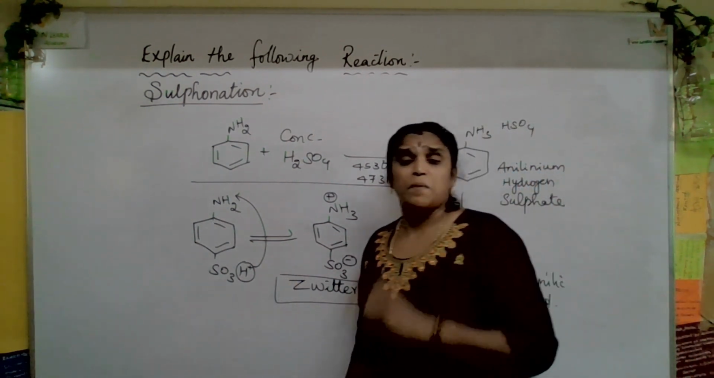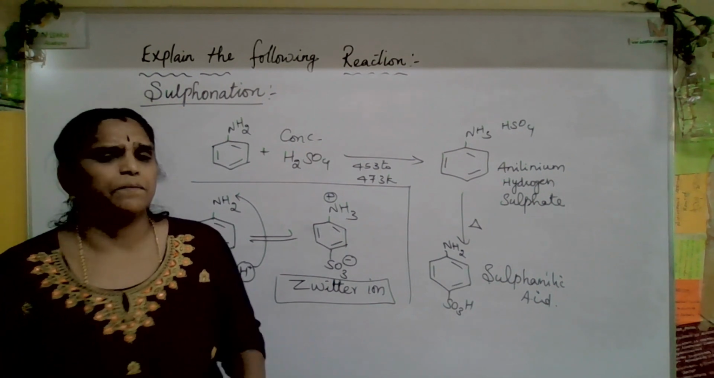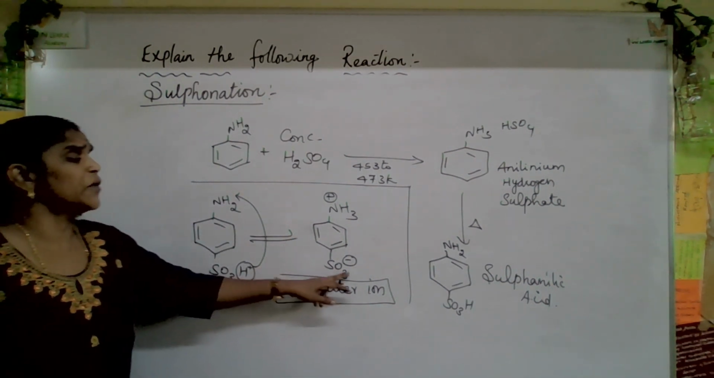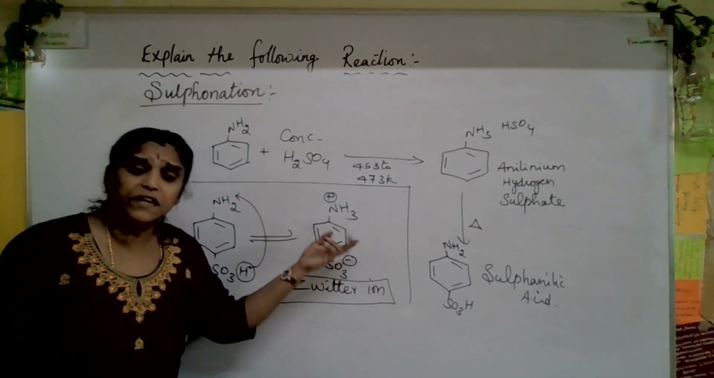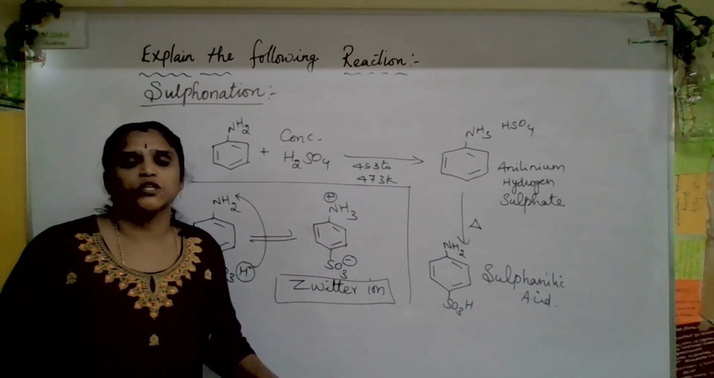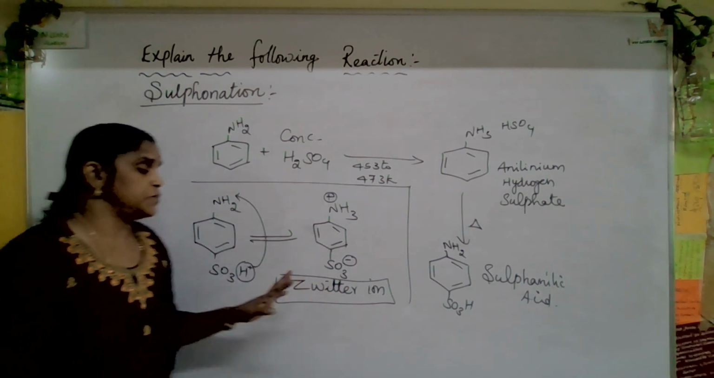Number of times, 2 more questions. They are asking very simple ones: in the compound, ion exchange happens between the groups only to form a salt formation. It's called the Zwitter ion.